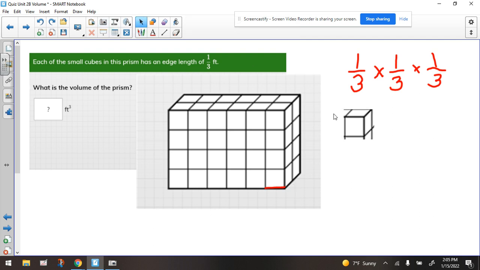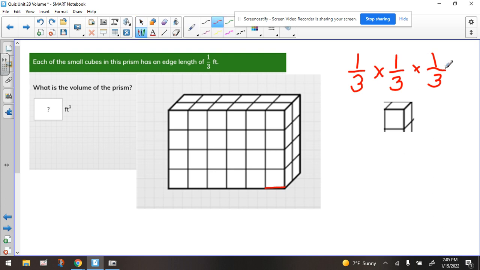Now, if we just take one of this corner piece off and we ask ourselves, what would the volume of this piece be? Wouldn't we be multiplying 1/3 times 1/3 times 1/3? And what does that equal? Well, let's give it some thought. 1 times 1 times 1 is 1. 3 times 3 is 9. And 9 times 3 would be 27. So the volume of this is 1/27th of a cubic foot. So I'm just going to write that number down here so we know. It's 1/27th of a cubic foot.